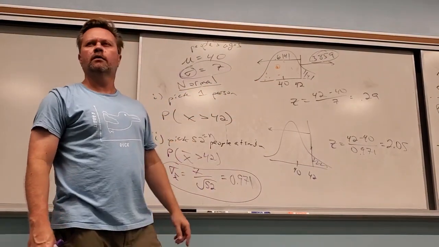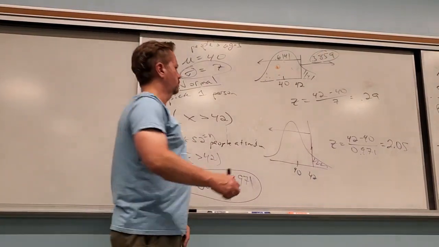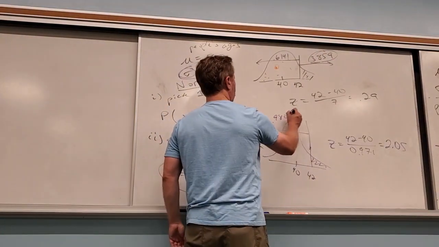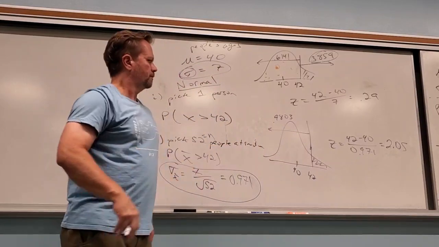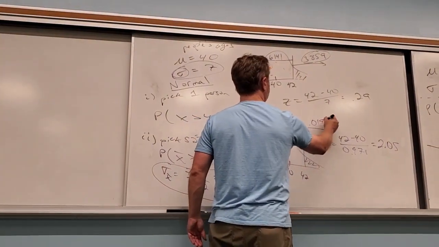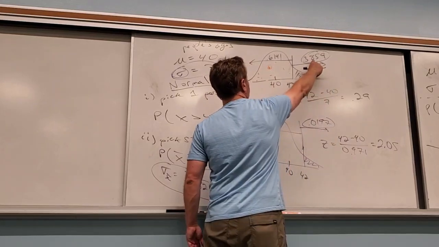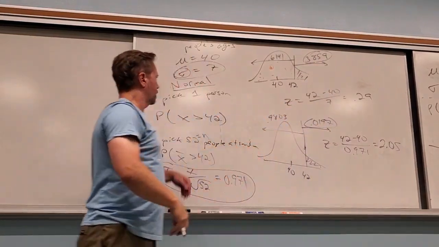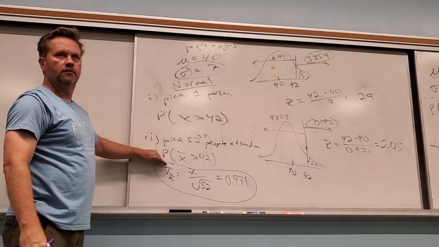I think you get 0.9803. 0.9803? Okay. So then the answer would be 0.0197. I love it. Isn't that much smaller than this, even though the questions look like they're the same?